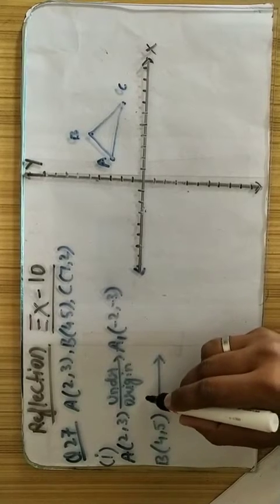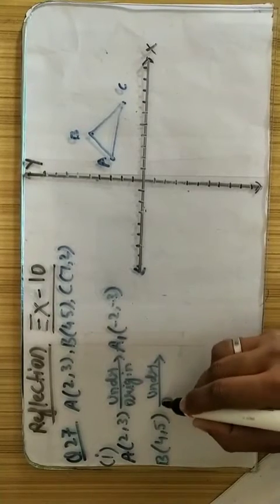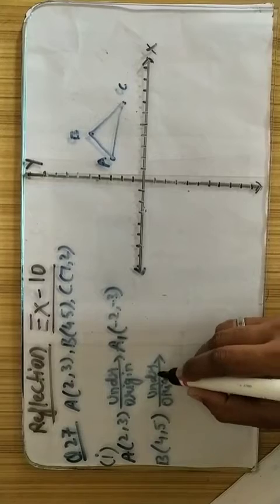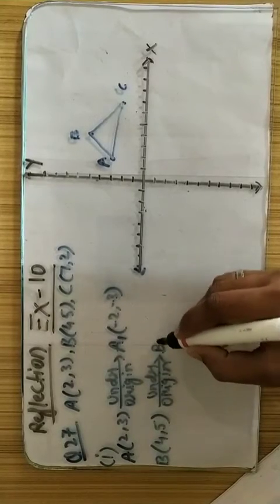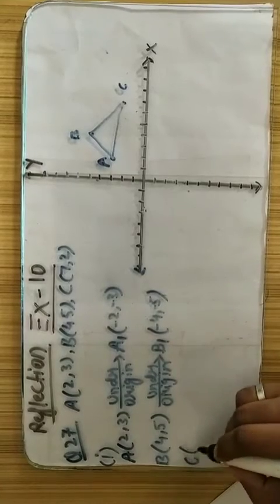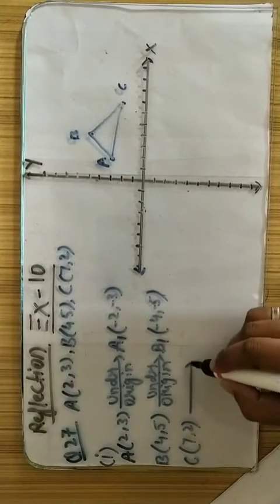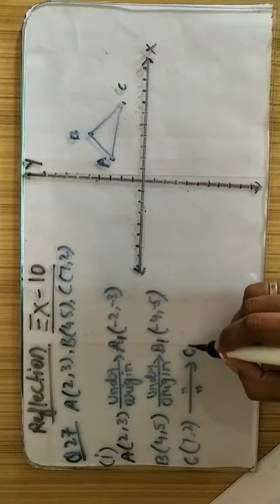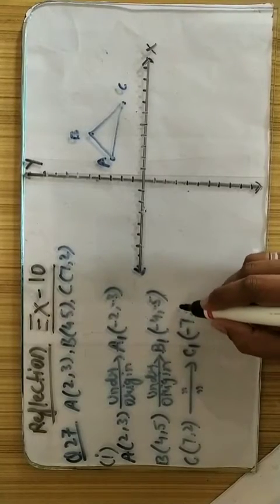B is under origin again, under origin it will become what? B1 will become (-4, -5). Similarly we are writing (7, 2), again under origin it will become what? C1 (-7, -2).